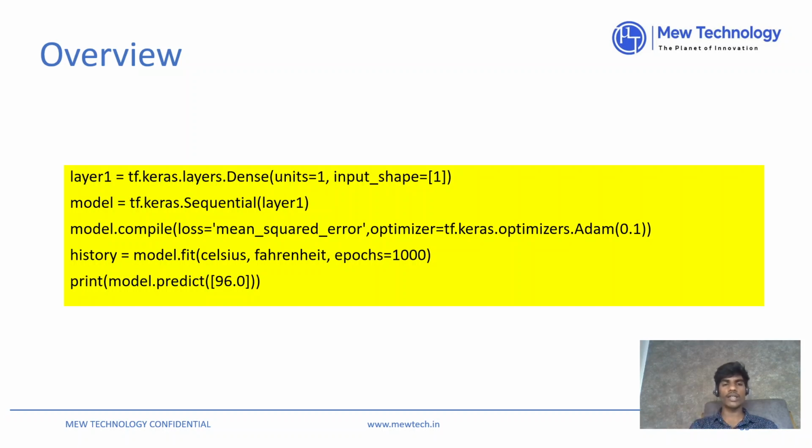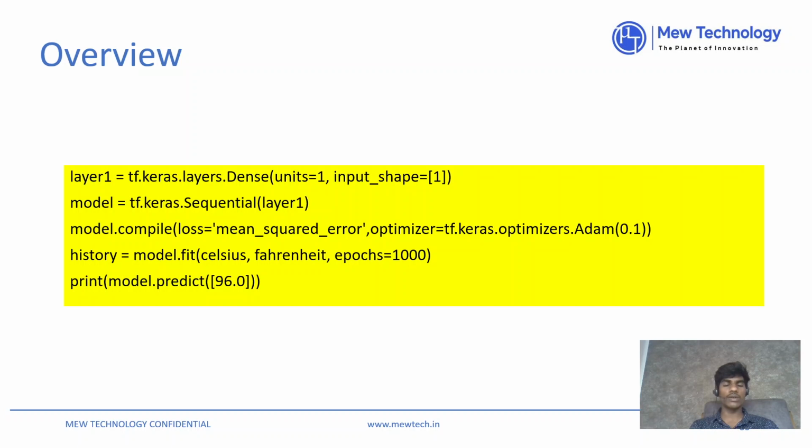I use Keras layers dot dense, with units equal to 1 inside the dense layer. I have only one input, in Celsius. I initialize only one neuron, since for this problem statement one neuron is enough. The second line is where I assemble my layer: model equal to tf dot keras dot Sequential with the layer.